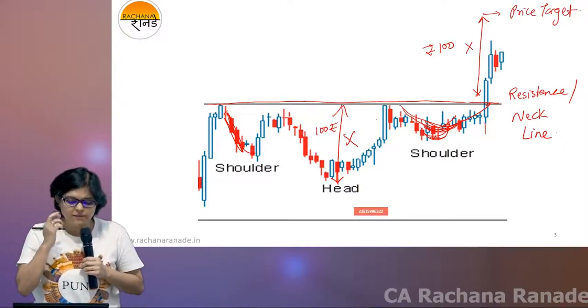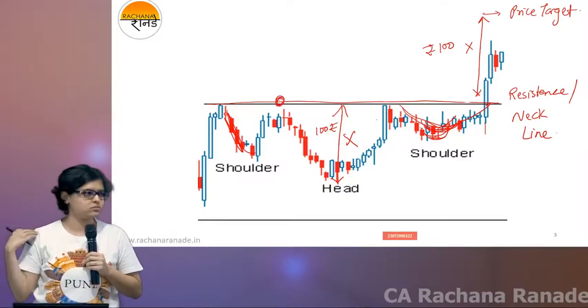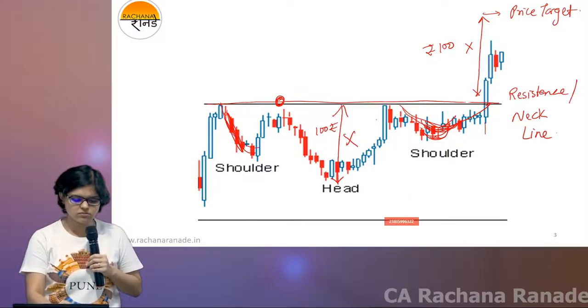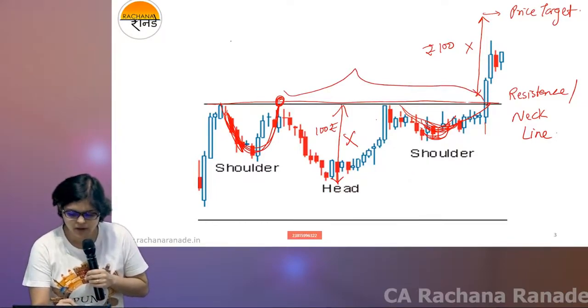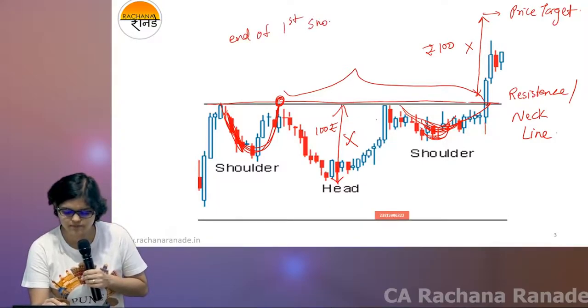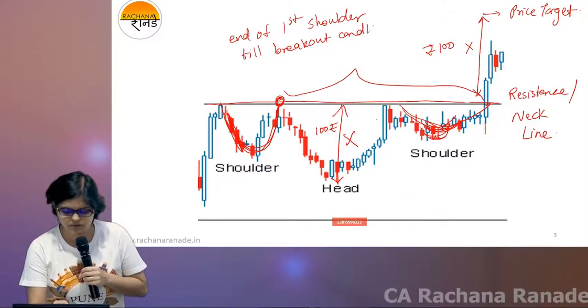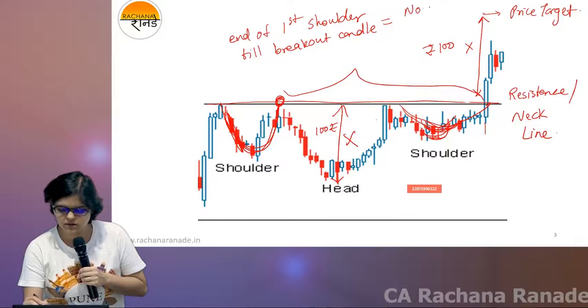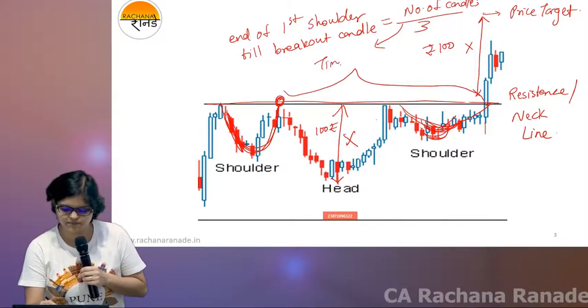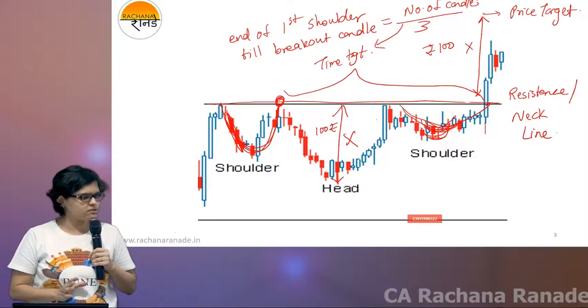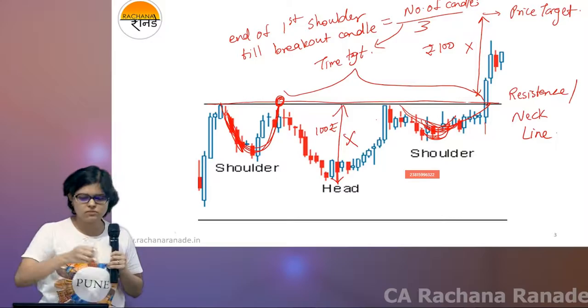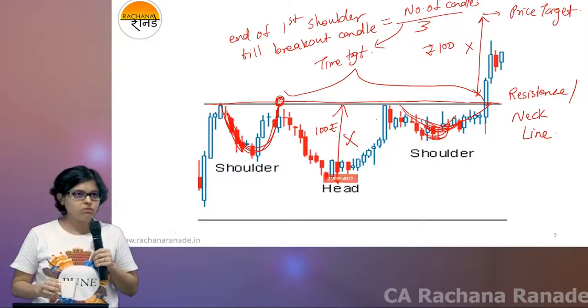Okay, till here? Now how much is the time target? It is said that from the end of your first shoulder, can you see this is the shoulder? End of the first shoulder till the breakout candle. Okay, what is the time frame? End of first shoulder till what? Yes, till the breakout candle. The number of candles that come, divided by 3, is going to be your time target. Is this clear? Yes? If you want to quickly draw it.